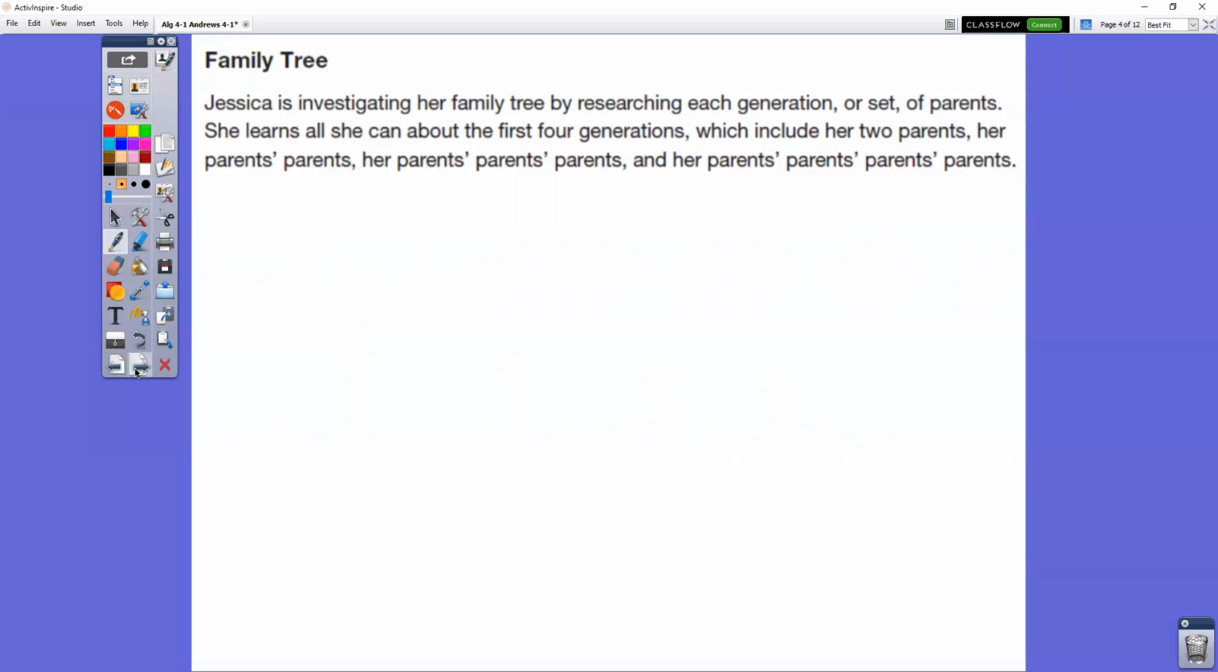So she learns all about her 2 parents. So she has her mother and she has her father. So at the first generation, we're starting off with 2. Now, her mother had 2 parents, a mother and a father. Her father had a mother and a father as well. So now that we're doing her parents' parents, we would have 4 in our pattern.